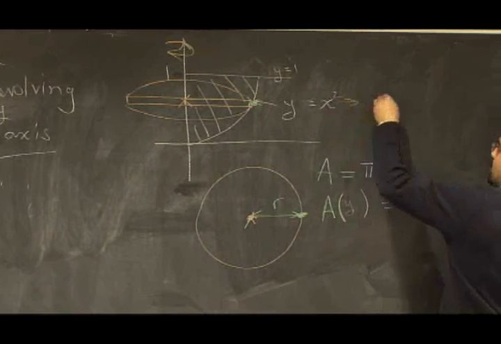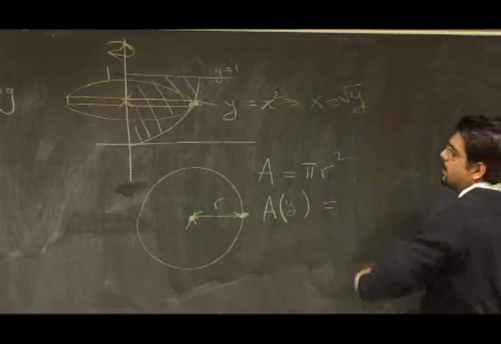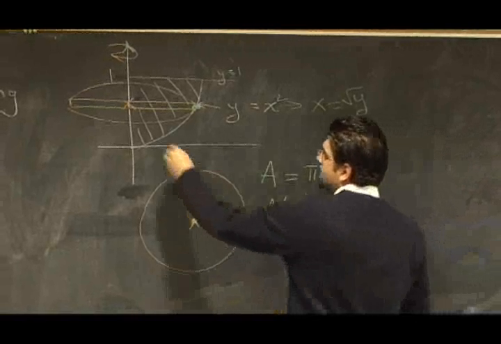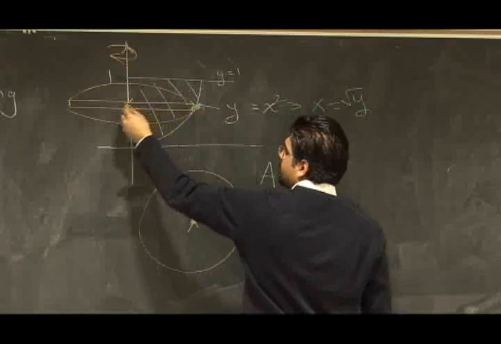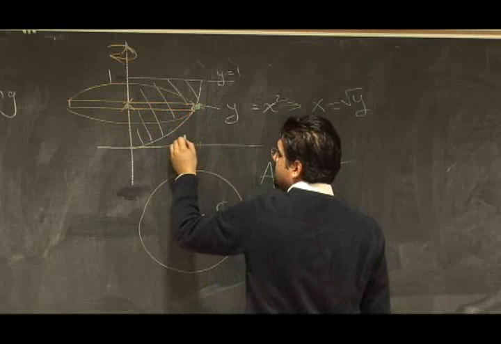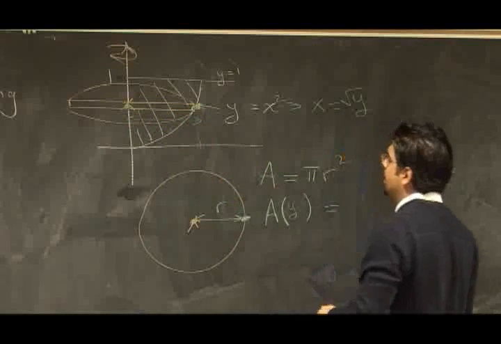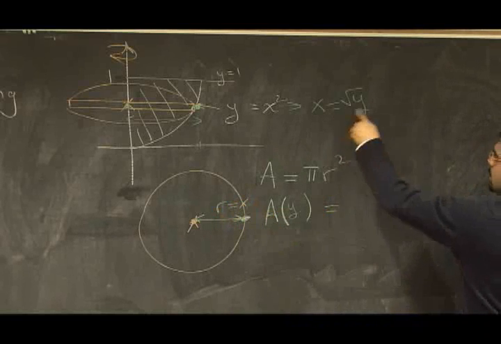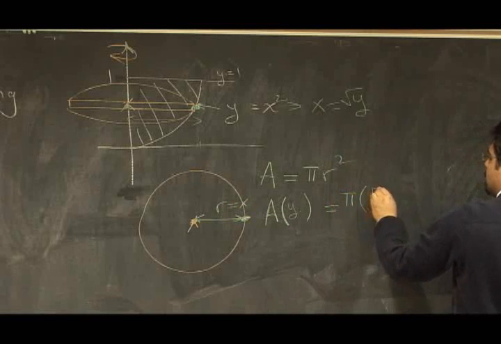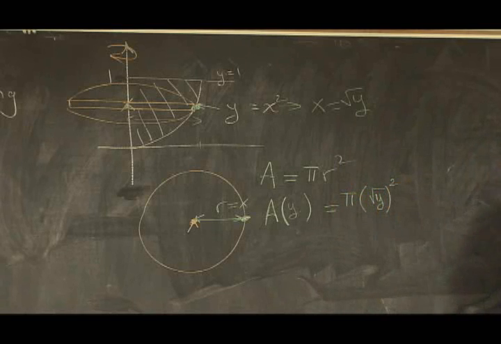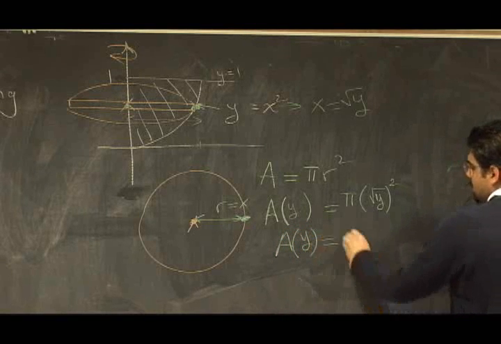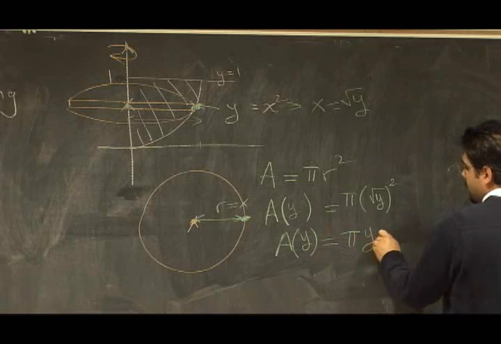So in terms of y, we have x equals the square root of y, which represents the curve here. So what is the distance from here to here? That's an x distance, right? Okay. So the radius is x. But in terms of y, that's just square root of y squared. Right? So if I simplify this, then the area of a cross-section is equal to pi times y.